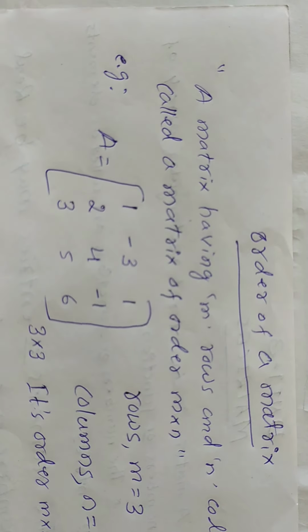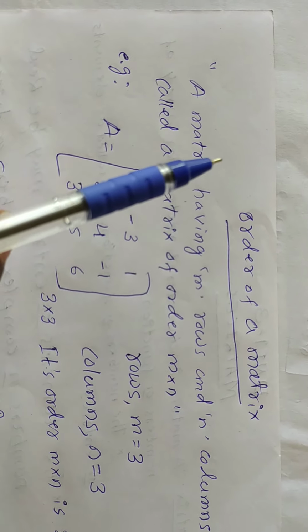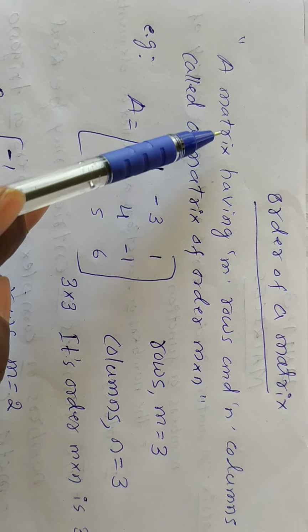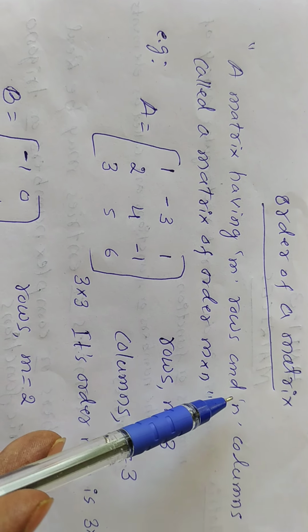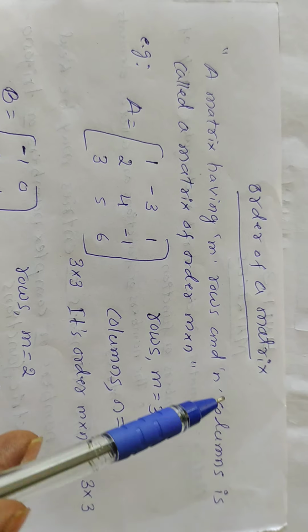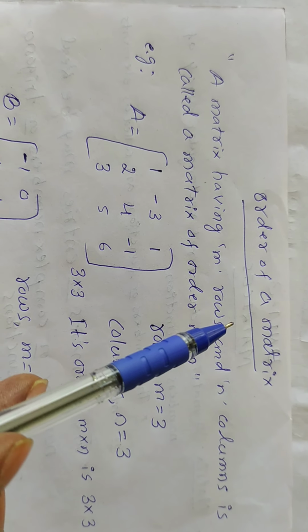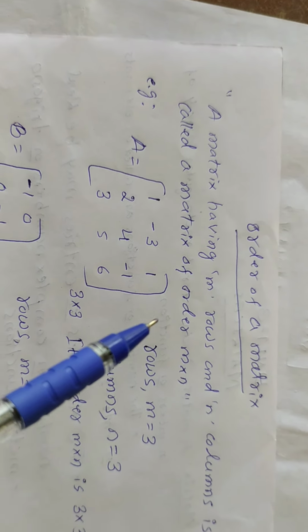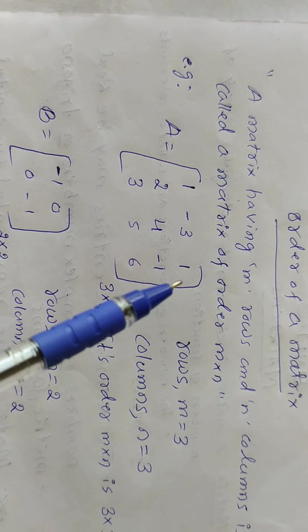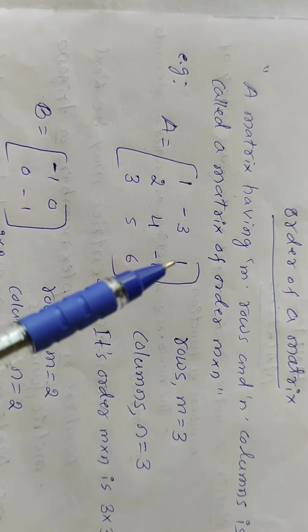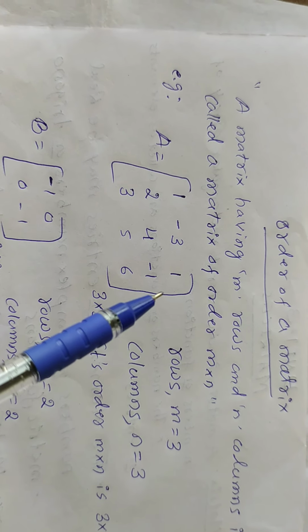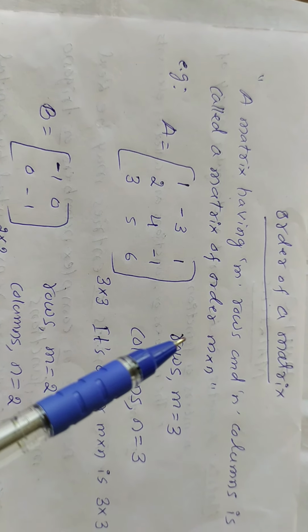Now, order of a matrix. Order of a matrix means a matrix having m rows and n columns is called a matrix of order m cross n. Order of a matrix is nothing but how many rows and how many columns a given matrix has. This represents the order of a matrix.